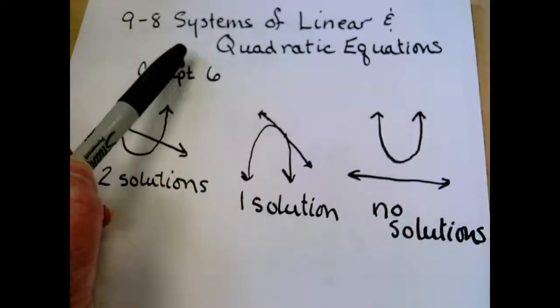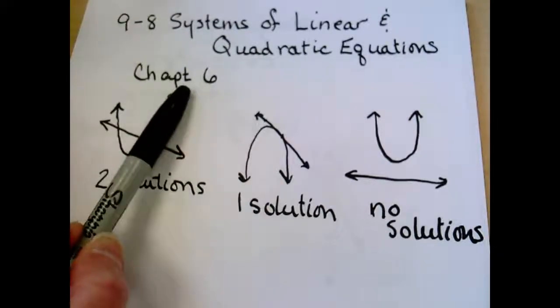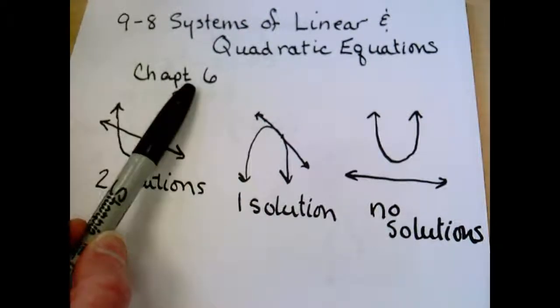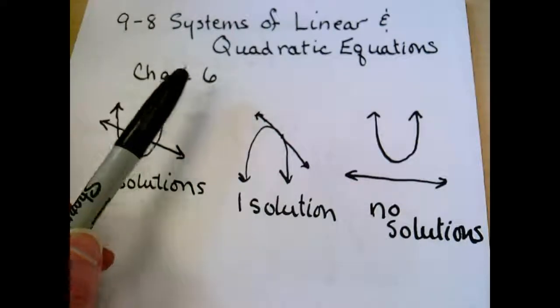9-8, Systems of Linear and Quadratic Equations. In Chapter 6, we learned how to solve systems of linear equations where our two equations intersected each other. And we had to solve by graphing, by elimination, and substitution. We're doing the same thing in this chapter.